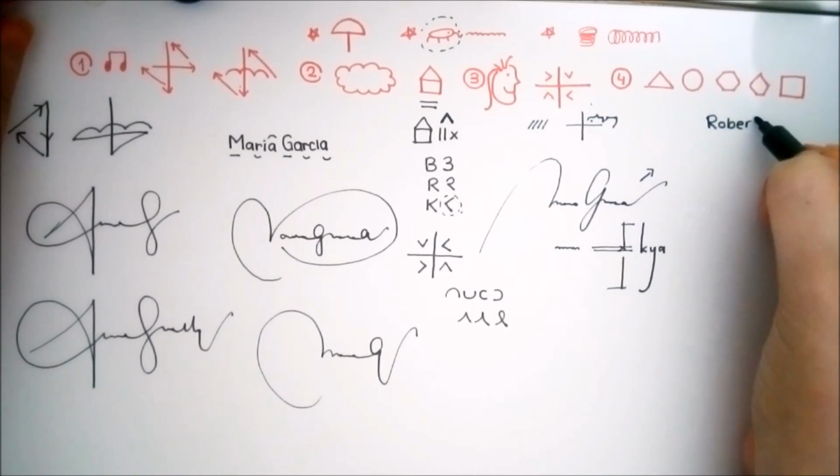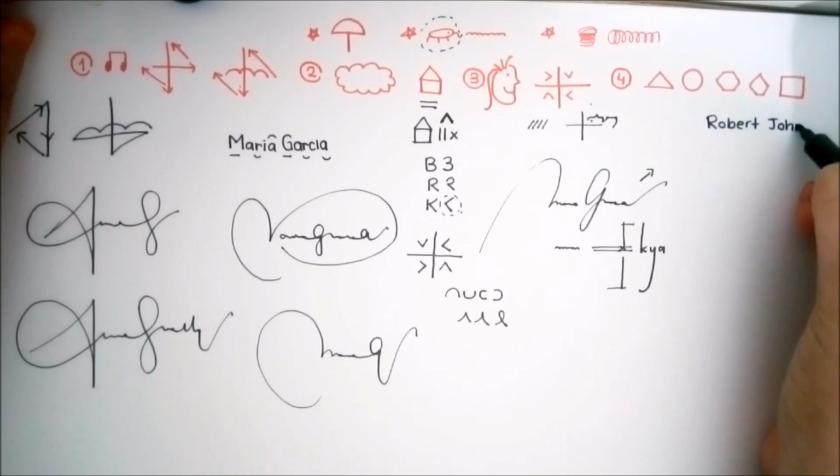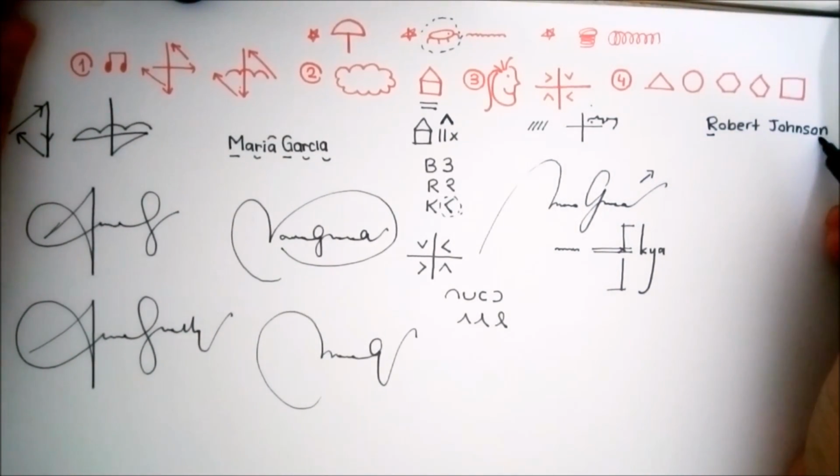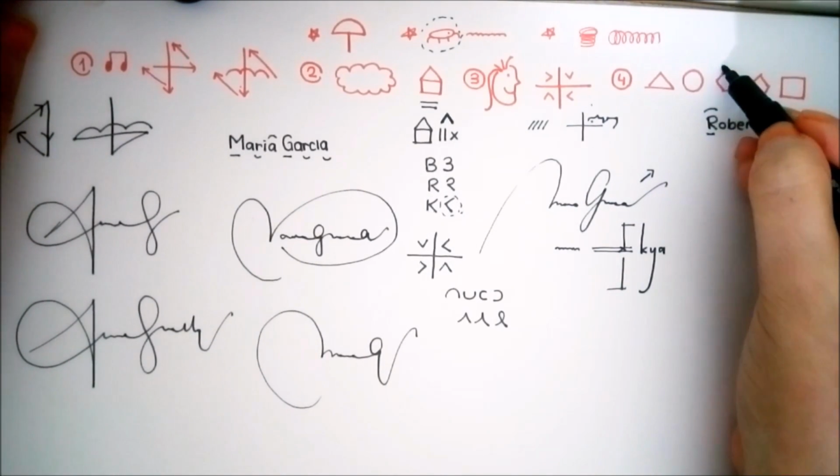And now I worked for Robert Johnson. Fourth technique, water signature technique. Let me see now. What letters do I have? There is an R, there is a letter N.